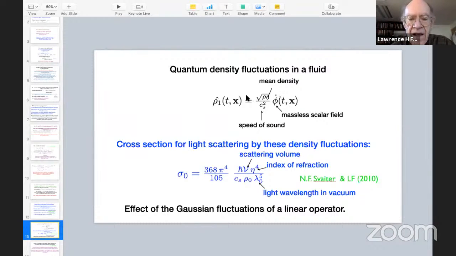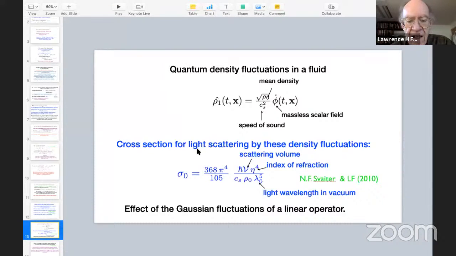So of course the fluctuations of this operator will be Gaussian fluctuations because they're the fluctuations of a linear operator. But we're also going to be, in a moment, interested in the fluctuations of the squared density, which will involve fluctuations of a squared operator, which will have, again, the non-Gaussian fluctuations. But first, let's talk a little bit more about the linear fluctuations of the fluid.